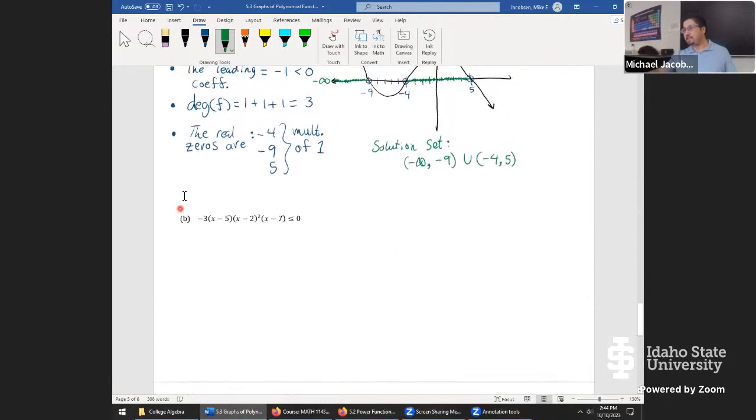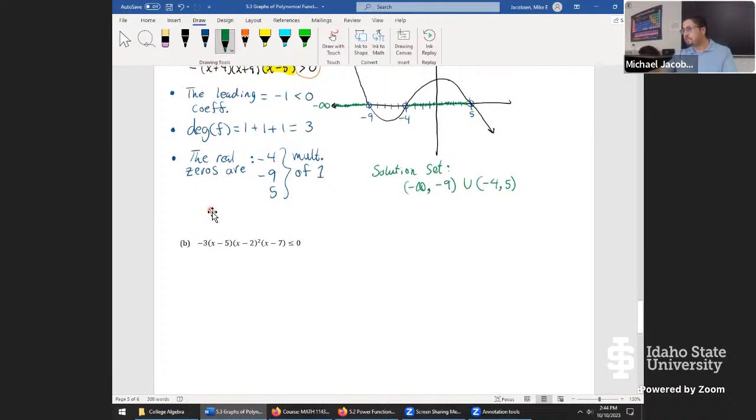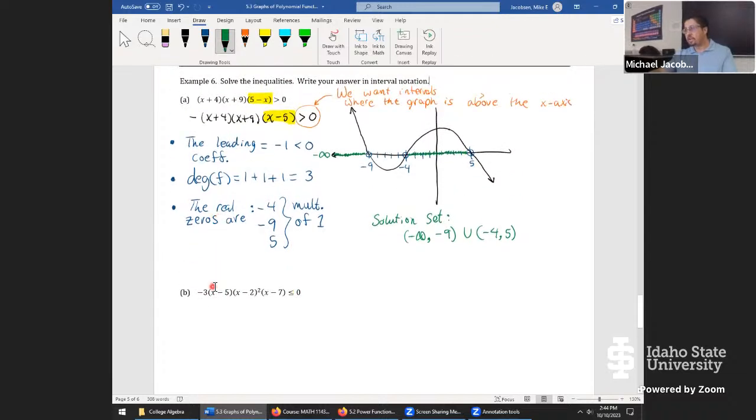So here's our part B. Same kind of deal. It's a wild-looking polynomial. There's a difference here of less than or equal to 0. But looking through this, let's take a look at our terms. It goes x and then minus, x minus, x minus. That means we're in good shape.